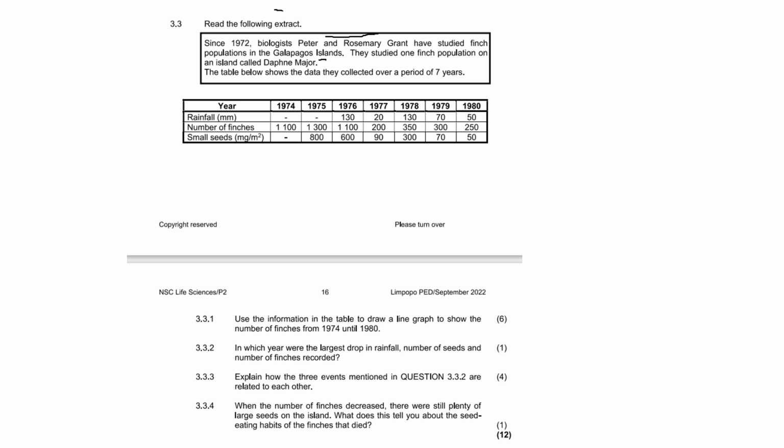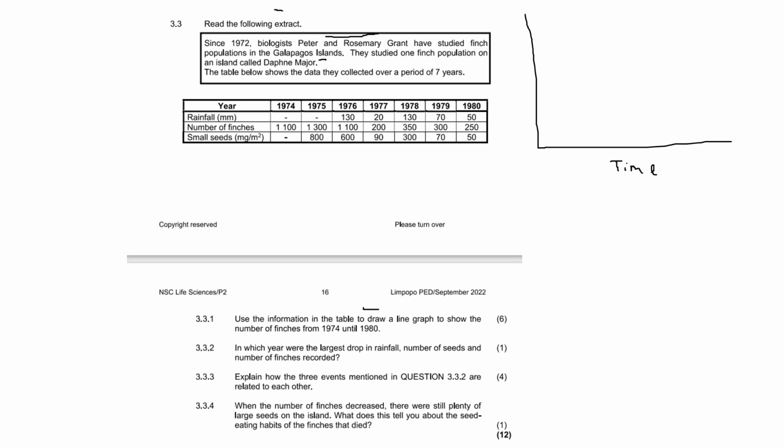Using the information in the table, draw the line graph. For us to draw the line graph, first of all, have the different axes. So this will be time. You're going to have time here, which will be your x. So you need to have time as your x, and have all the different axes.